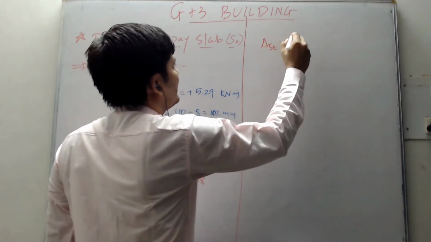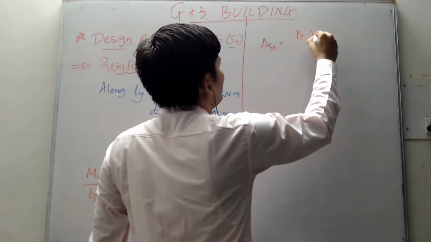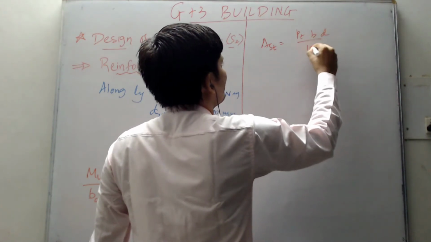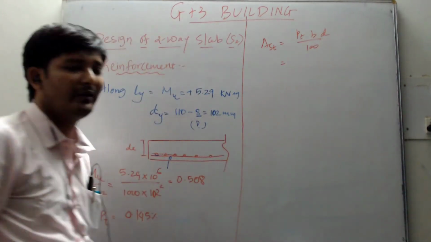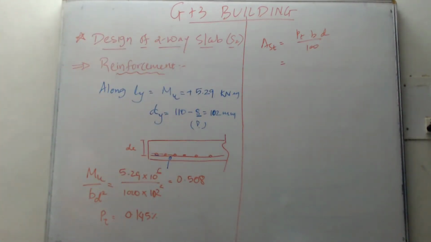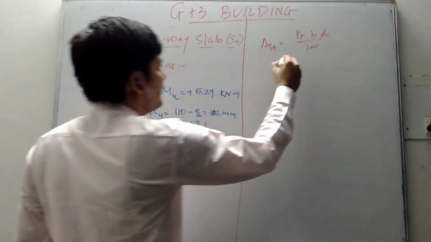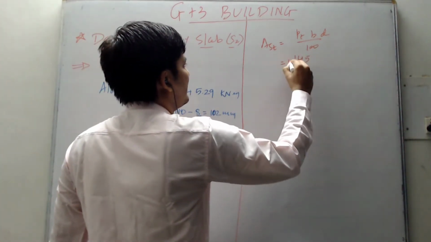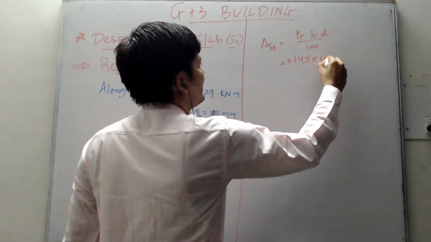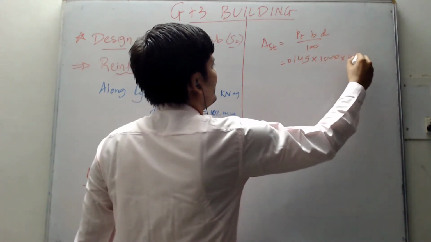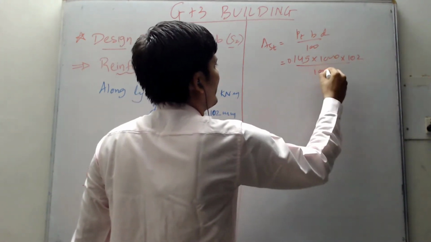Once you get the value of PT, you need to calculate AST. So AST is again PT BD by 100, right? AST is PT BD by 100. You know all these values, right? So let us put 0.145 multiplied by 1000 multiplied by 102 divided by 100.